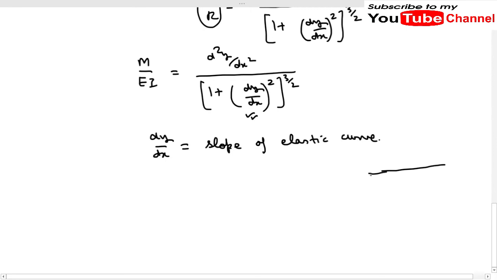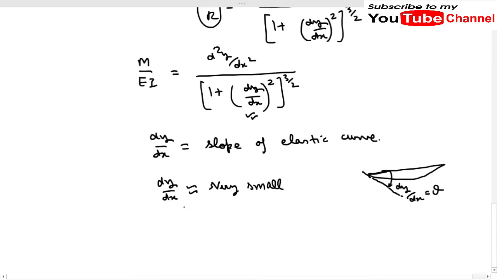So this is the undeflected shape and this is the deflected shape of the beam. This is the slope, dy by dx is equal to theta. So in general, the slope at any point on the beam is very small, the deflection is not so large, so we can assume that the slope is very small.